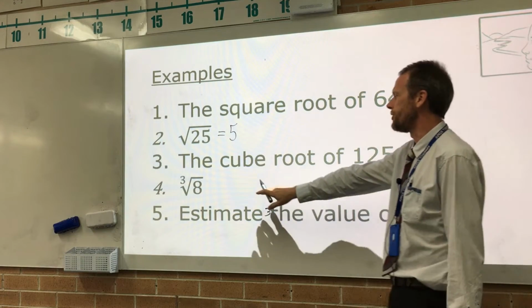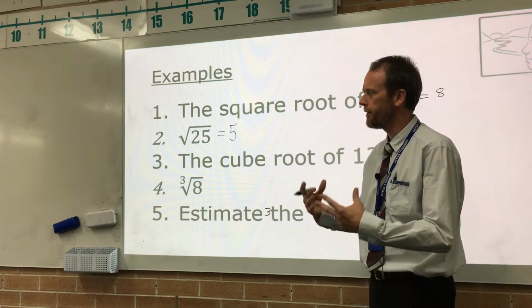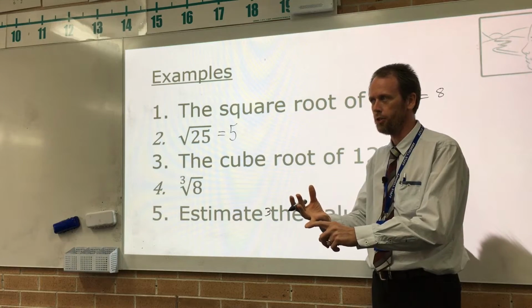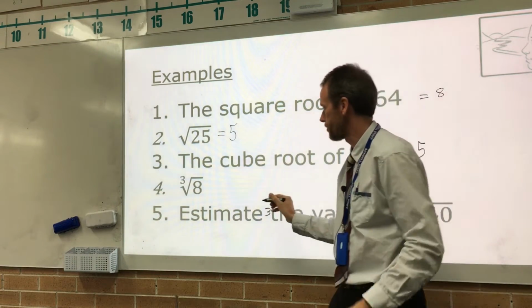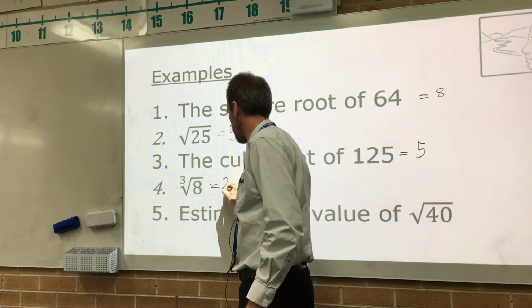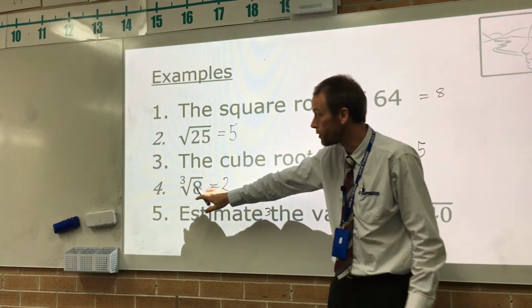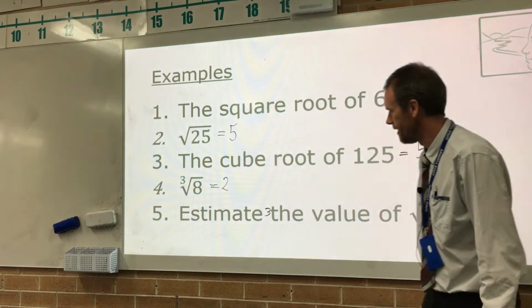All right, let's do an easy one. Cube root of 8. Think of a number. It's got to be a lot less than 8. That when you multiply it by itself, and then again, it equals 8. What do you think? 2. Absolutely. Well done. 2 times 2 is 4. Times 2 is 8. So the cube root of 8 is 2.